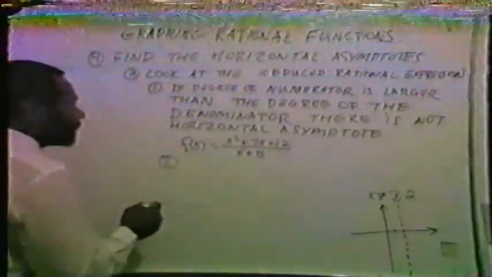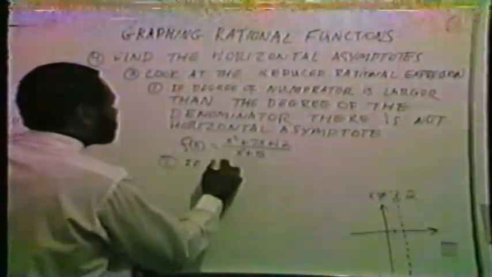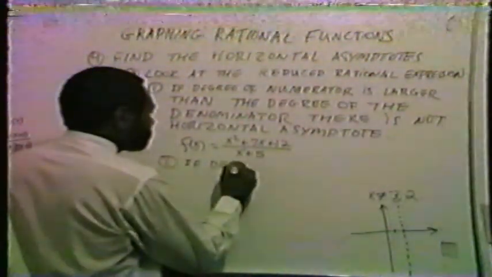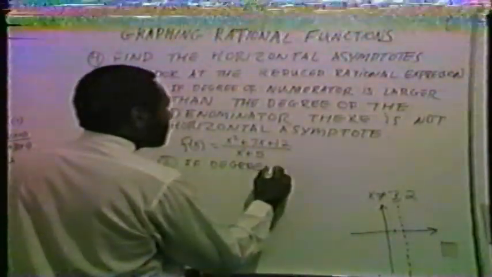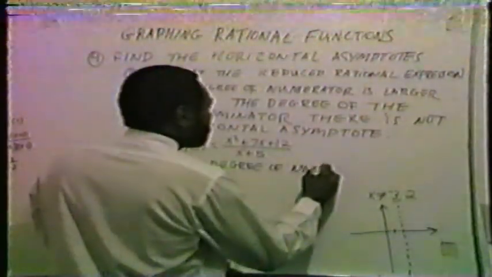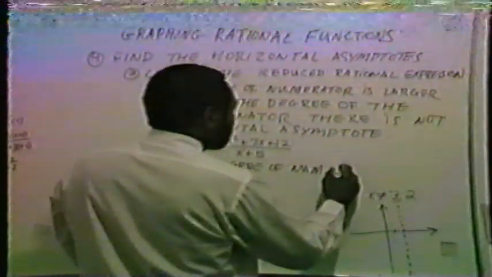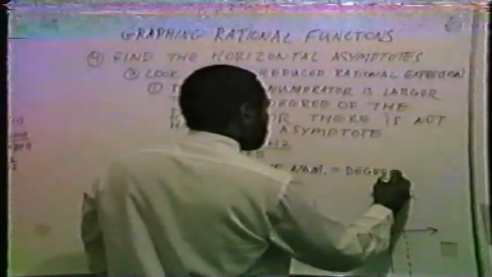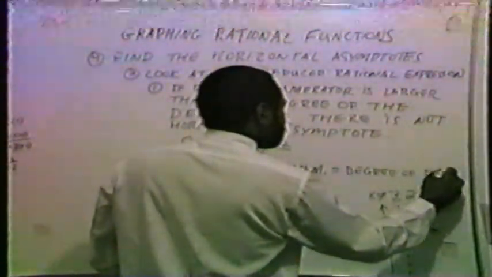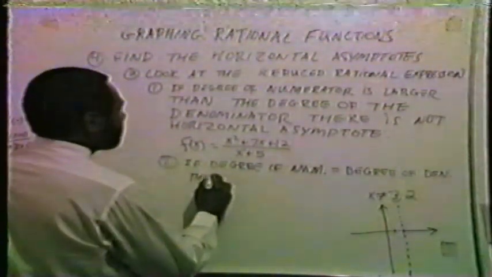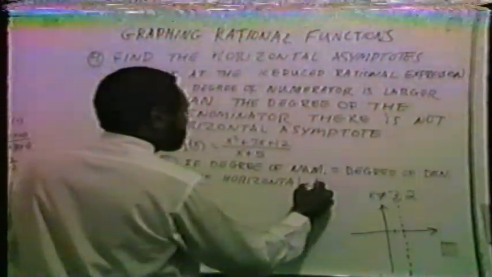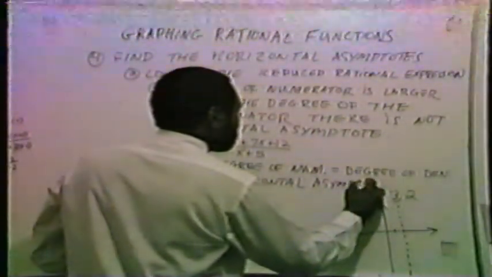So once again, for number 2, if the degree of the numerator, and we'll use NUM short for numerator, is equal to the degree of the denominator, DEN for short, the horizontal asymptote or asymptotes, you might have more than one.